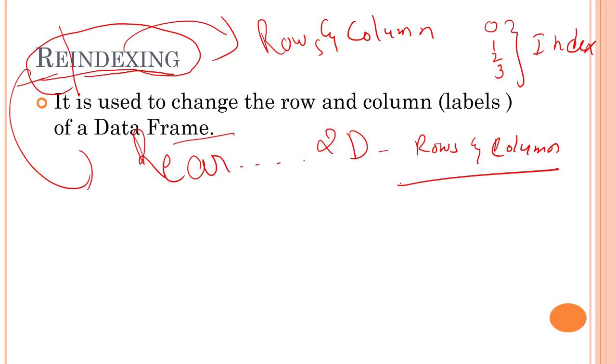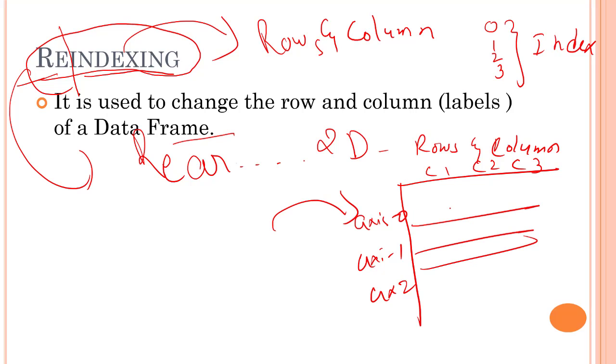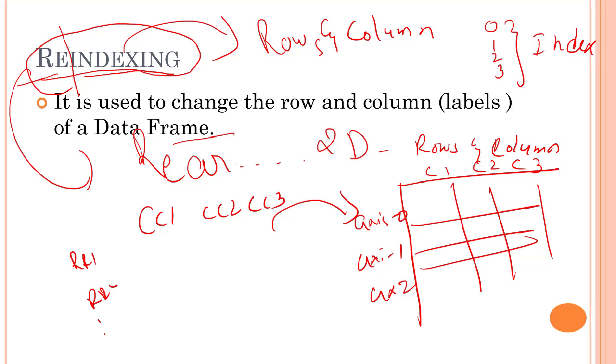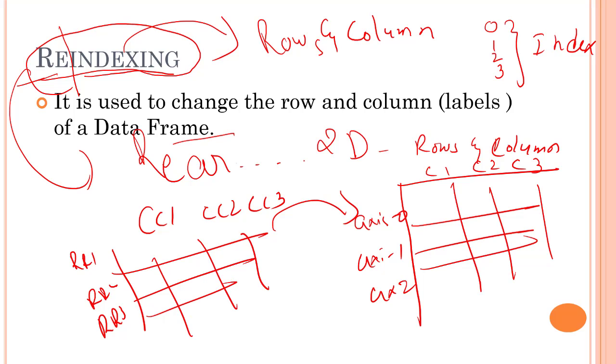So suppose here we have rows and columns. Here we give the row names like xs0, xs1, xs2. Here we are giving column 1, column 2, column 3. Later suppose you want to change the labels, meaning previously they were there and now we want to rearrange the labels or we are adding them. So now I'm giving CC1, CC2, CC3, then here I'm giving RR1, RR2, RR3. So what I'm doing is just rearranging my column and row labels. So this is nothing but your re-indexing.